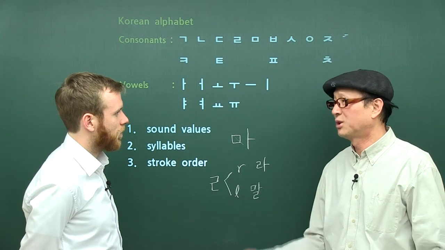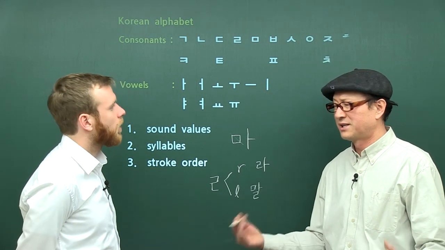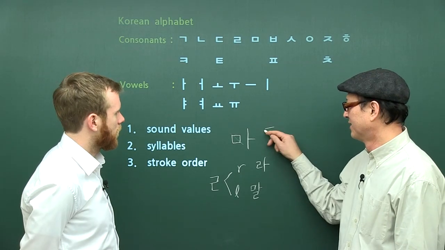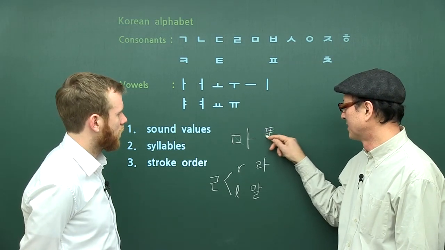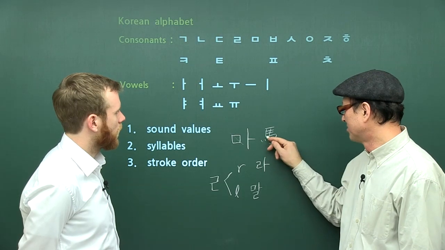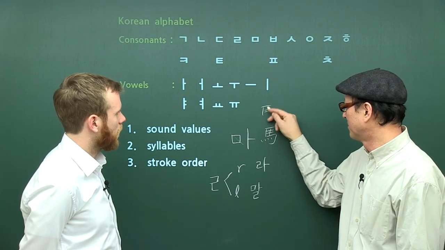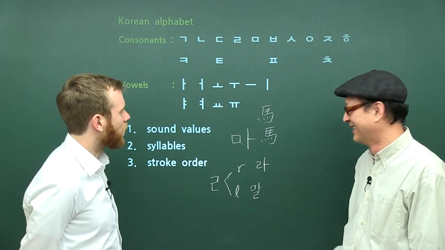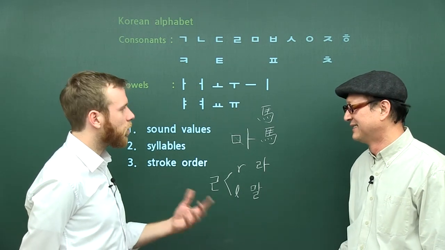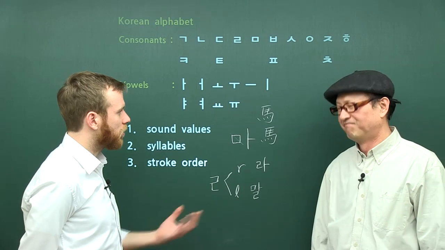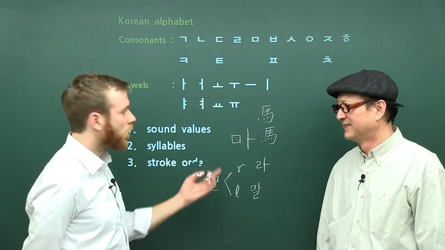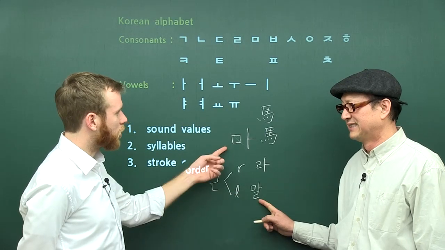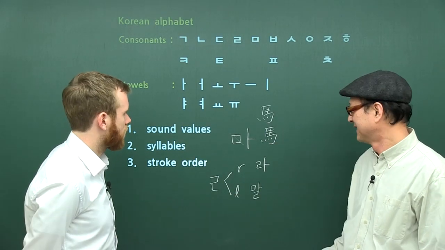It can mean horse as well when it's a Chinese character. This one. Some words in Korean come from Chinese characters. So horse in pure Korean would be mal, but from Chinese it's ma.